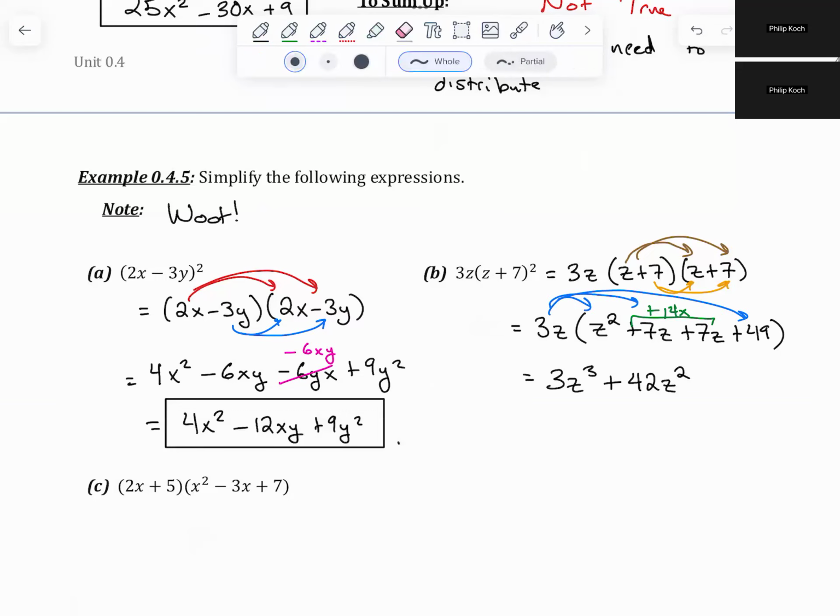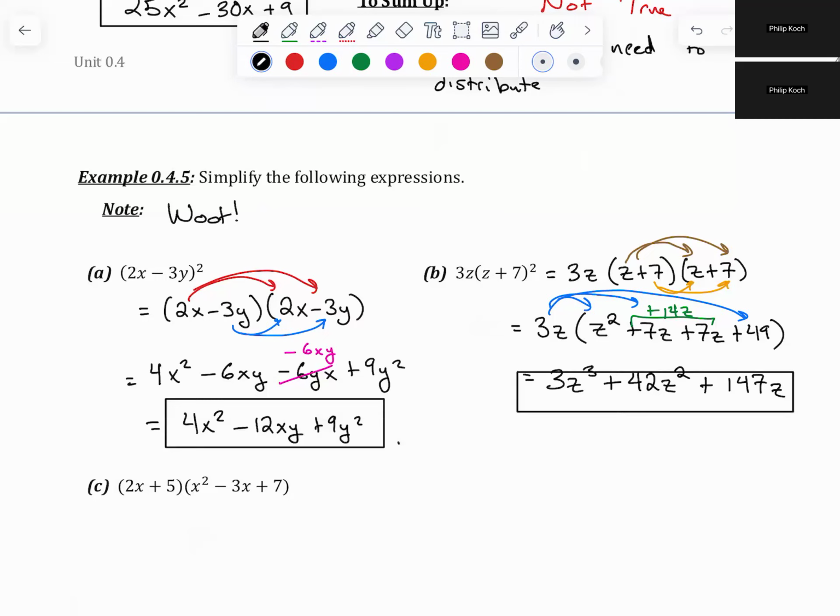Not supposed to say Z, it's 14X. Or 14Z. Yeah, 180, 120. 147, yes. Good.